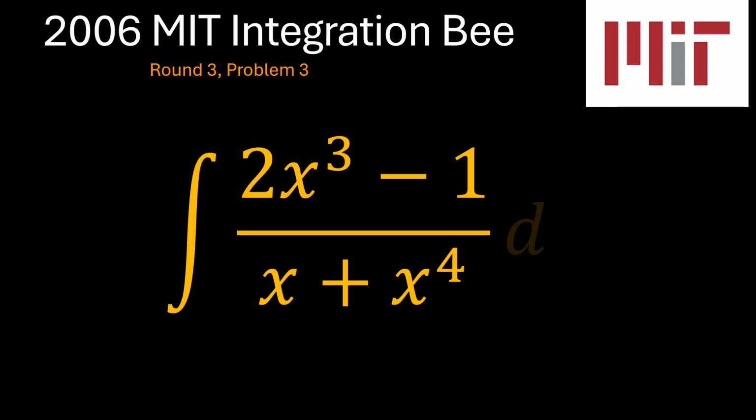To problem 3, this is a fairly challenging problem. The indefinite integral of 2x squared minus 1 over x plus x to the power 4. So let's quickly see how we may be able to solve this problem.